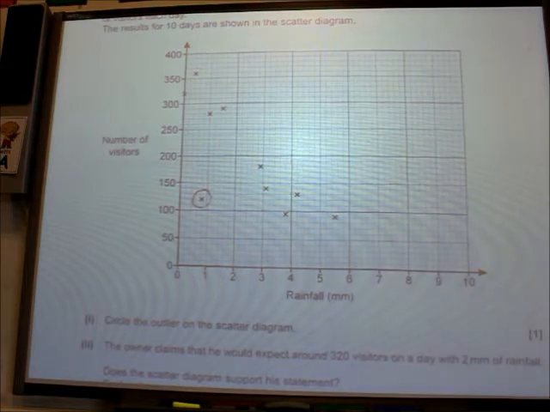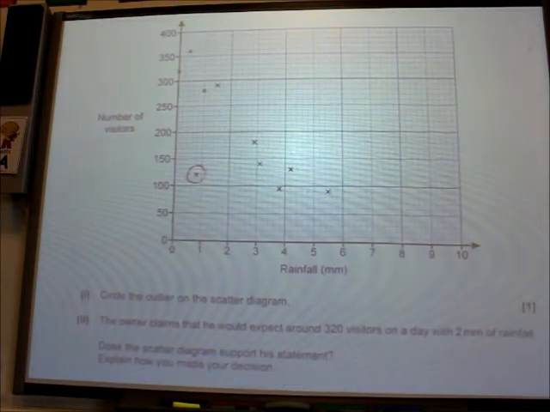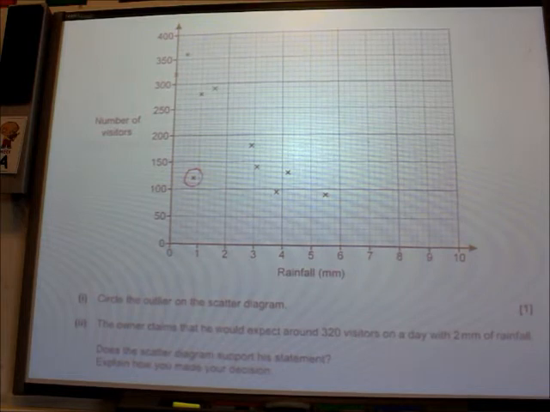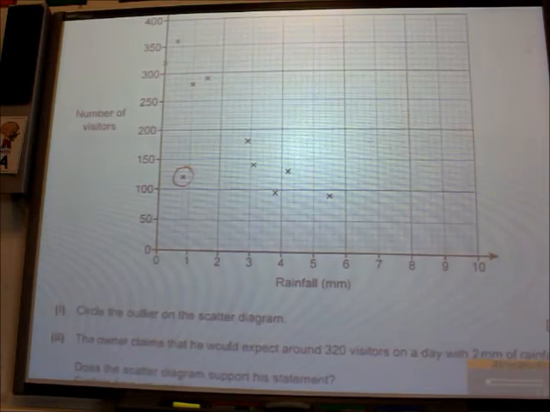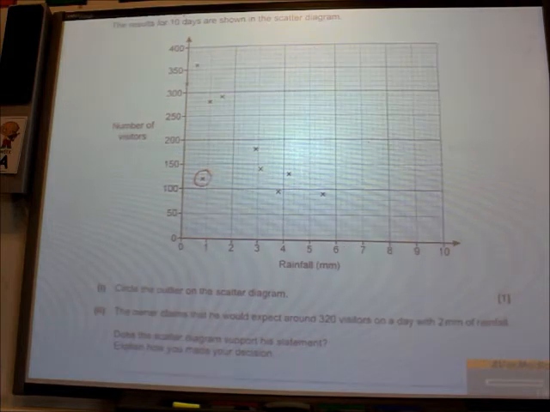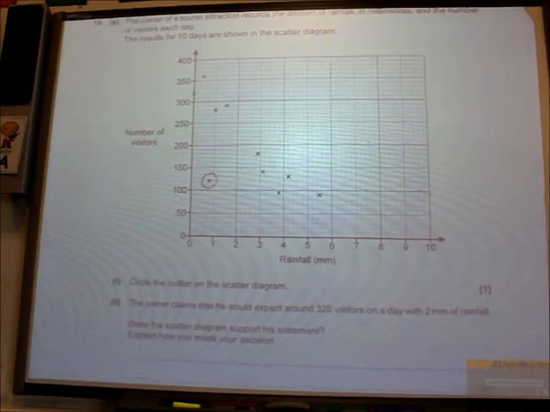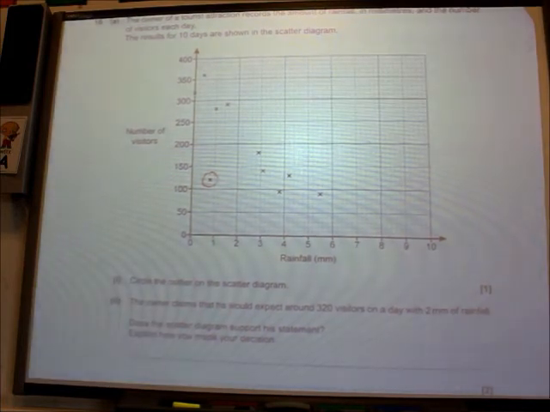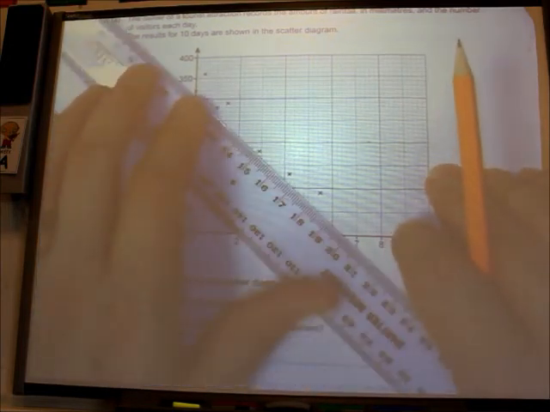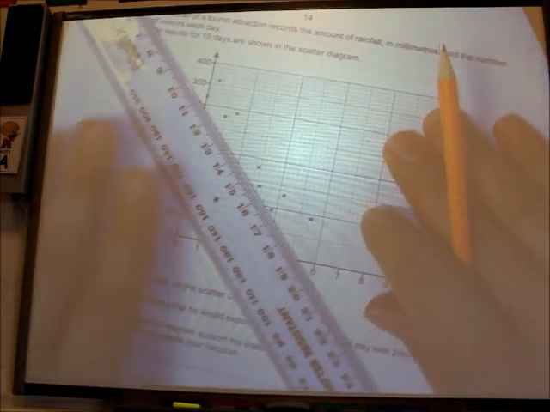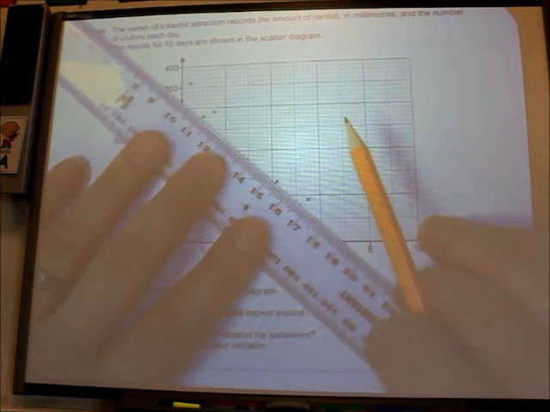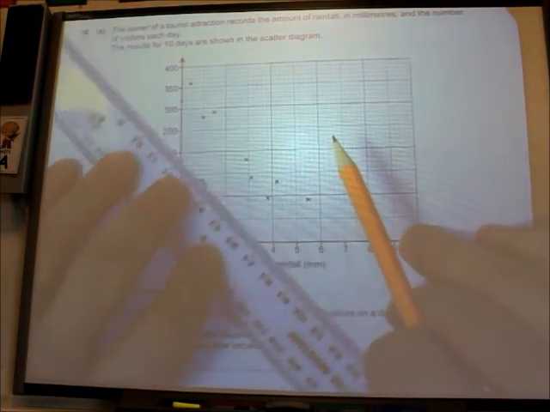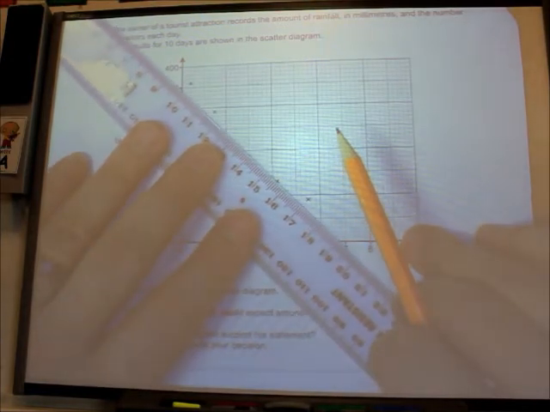The owner claims he would expect around 320 visitors on a day with 2 millimetres of rainfall. Does the scatter graph support his statement? So explain your decision. Basically, you've got to draw your line of best fit here. A line of best fit is literally what it says, a line that fits the best. There are 10 crosses. We're going to get roughly 5 on each side. Not exactly, just roughly will be fine.